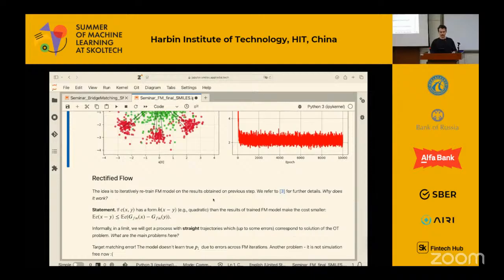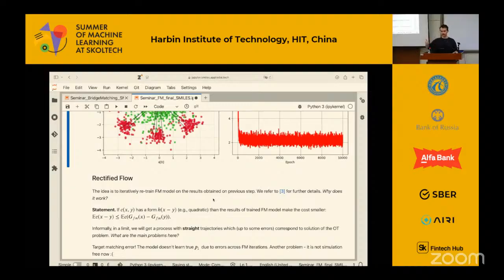And so, as I've already said, the mini-batch optimal transport is one of the ways to help make your trajectory straighter. And there is another way to make your trajectory straighter, which is called the rectified flow. It is not particularly a flow matching; it can be considered as some kind of iterative flow matching. So you train one flow matching model, and then you train another flow matching model on top of your already trained flow matching model.